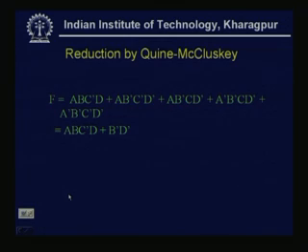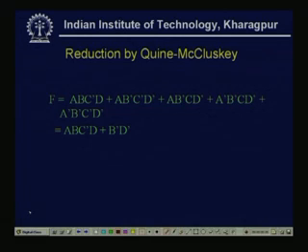Say I have one function that has 5 min terms. These are the min terms: A B C' D, A B' C' D', A B' C D', A' B' C D', A' B' C' D'. Now, first we forget about all the K-maps etc., and just use our theorems and postulates. Now, what will be the result?